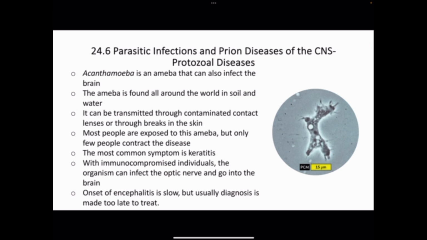This organism is exposed to many people like other organisms are, but only few people contract the disease. It is more likely for immunocompromised individuals to contract this disease because the immune system isn't strong enough to fight off the organism before it gets to the brain. Symptoms are similar to Naegleria fowleri, and onset for encephalitis is slow, but usually is caught too late for treatment to work.